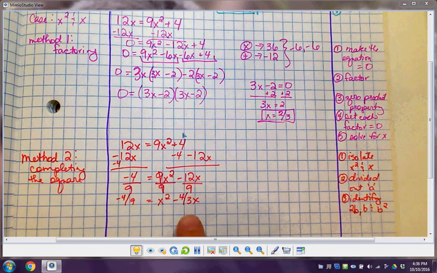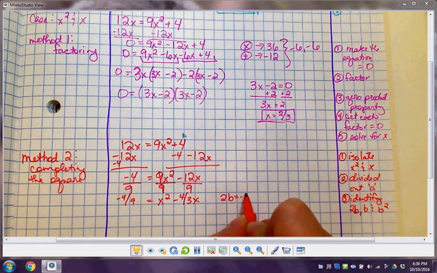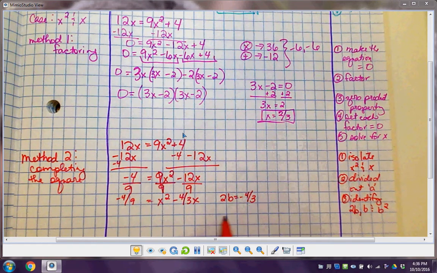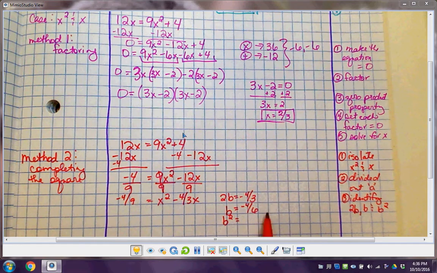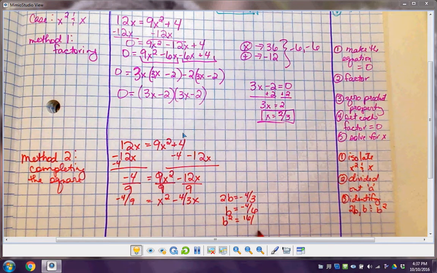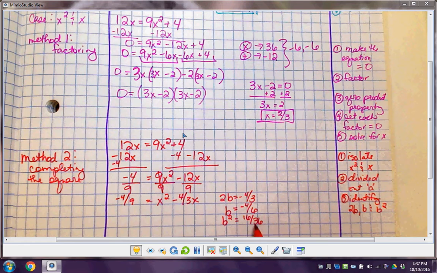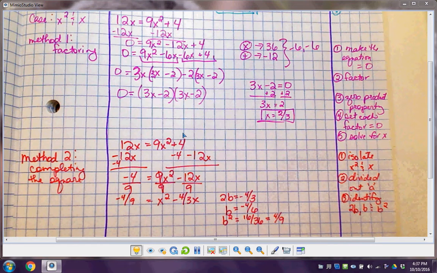And this is the same process. My 2b is this number right here. Divide both sides by 2, and that's going to give me -4/6. Square both sides. Squaring a fraction is easy. I can just square the numerator. -4 squared is 16. Square the denominator. 6 squared is 36. And now I can simplify. I can divide both by 4, and I'm going to get 4/9. Okay?